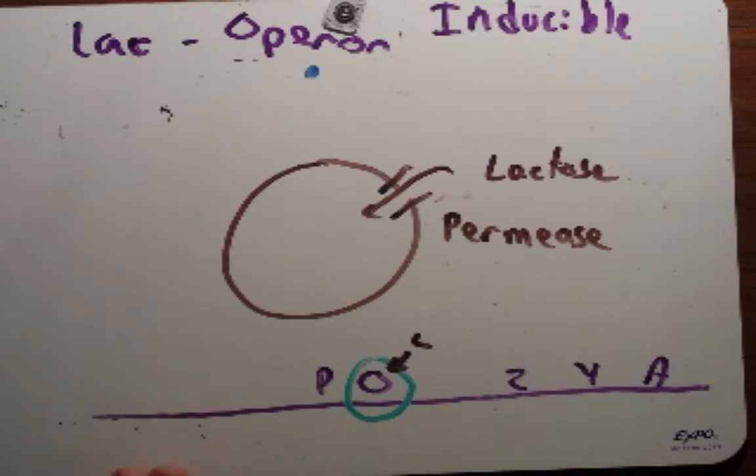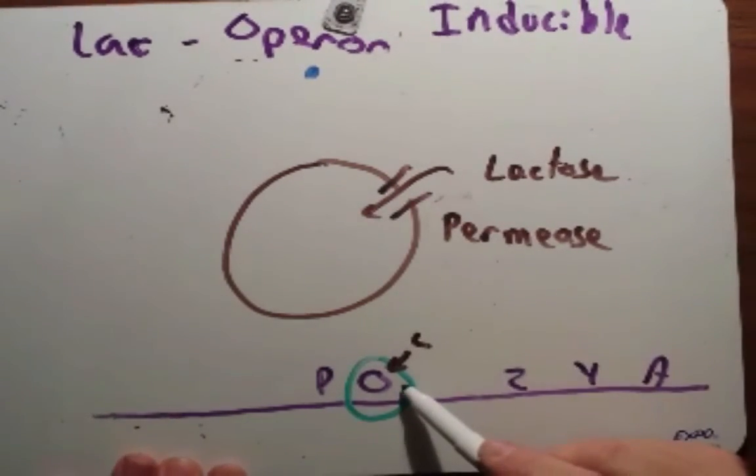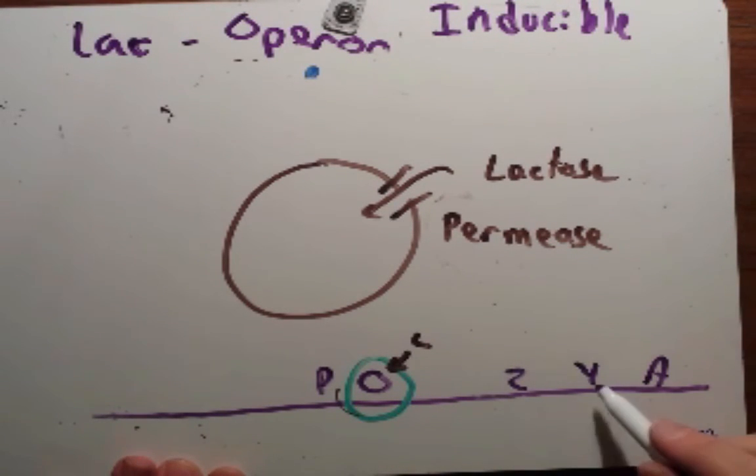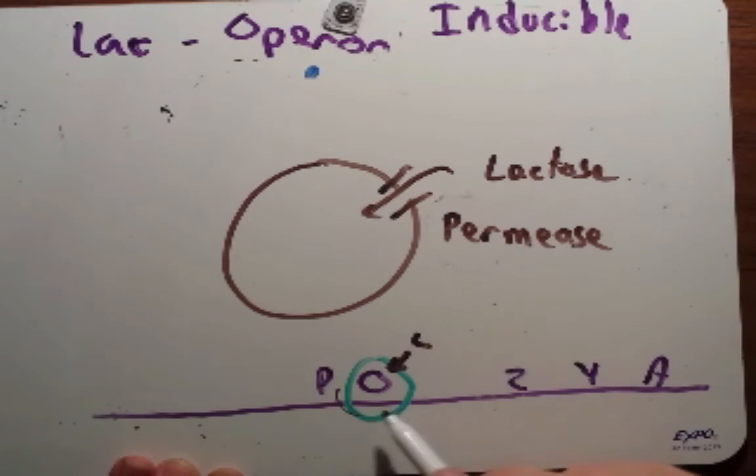The question is, how do we ever get lactose into the cell to pull this repressor off if we never transcribe these genes? Remember, this permease is made by this operon. And so permease isn't usually in the cell membrane. So there's got to be a way to get lactose into the cell so that we can fully pull this repressor off and turn these genes on.